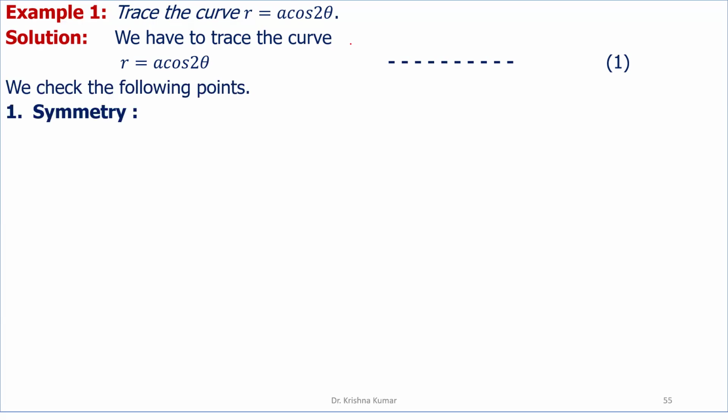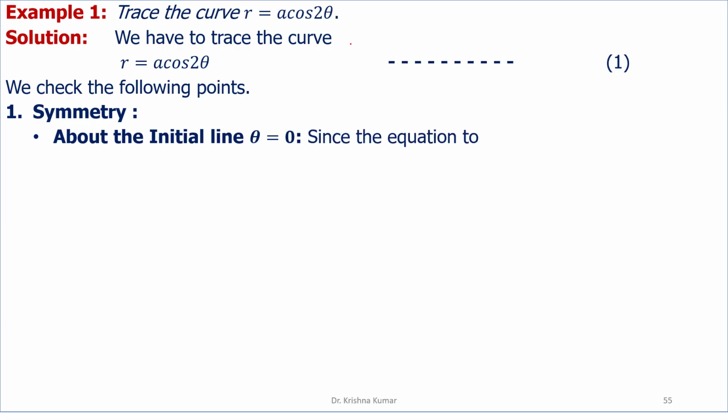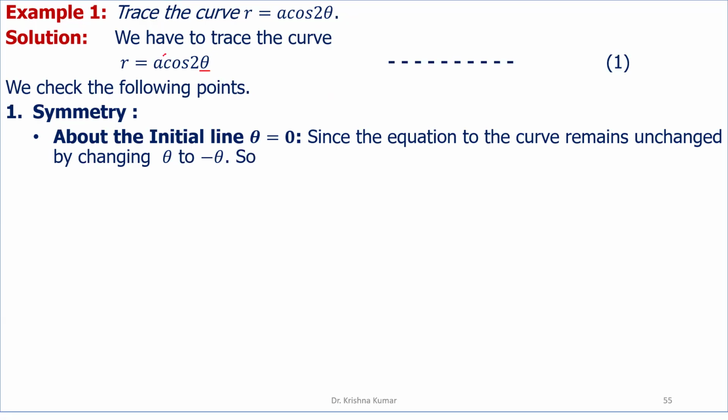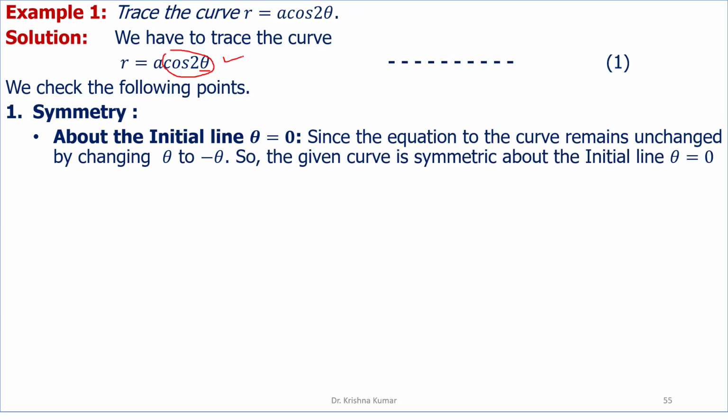The point number 1 is about the symmetry. Since we know that it has no symmetry about the pole because the power of r is always odd, we first check symmetry about the initial line. How to check that the curve is symmetric about the initial line? We just replace theta by minus theta. We know that cos of minus theta is cos theta, so the equation of the curve doesn't change. Hence this curve is symmetric about the initial line.